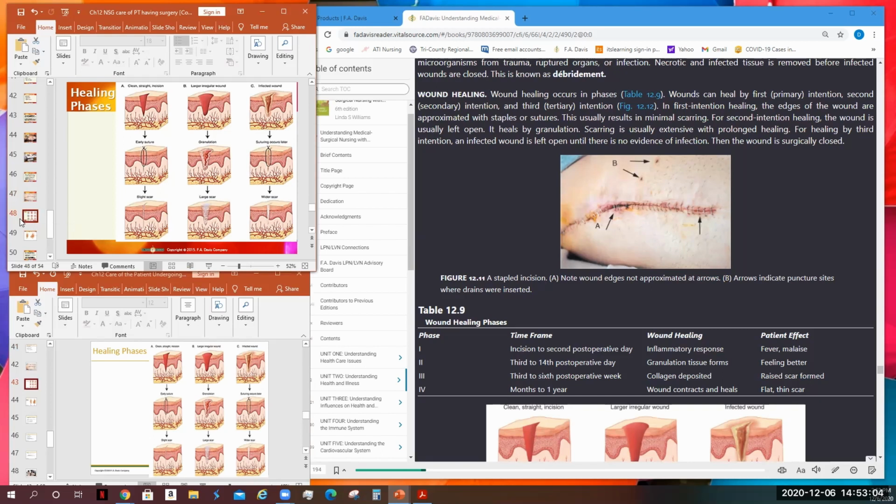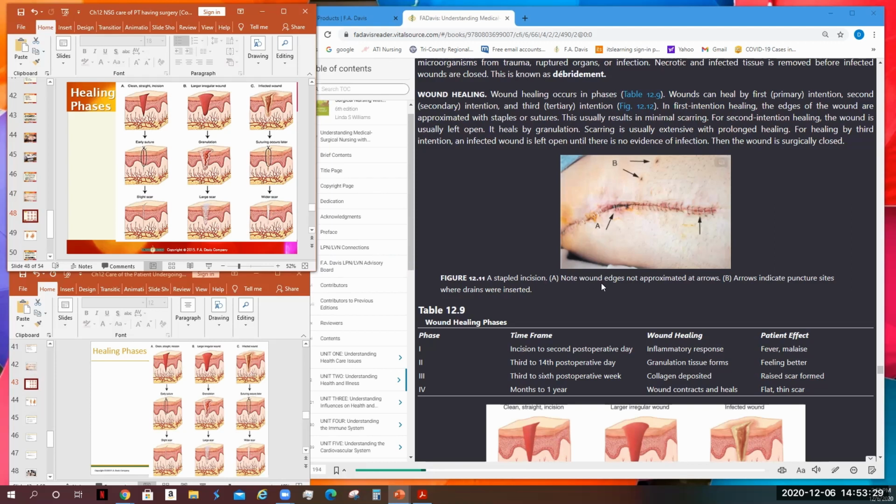For second intention healing, the wound is usually left open and it heals by granulation. Scarring is usually extensive with prolonged healing. For healing by third intention, an infected wound is left open until there is no evidence of infection. Then the wound is surgically closed.